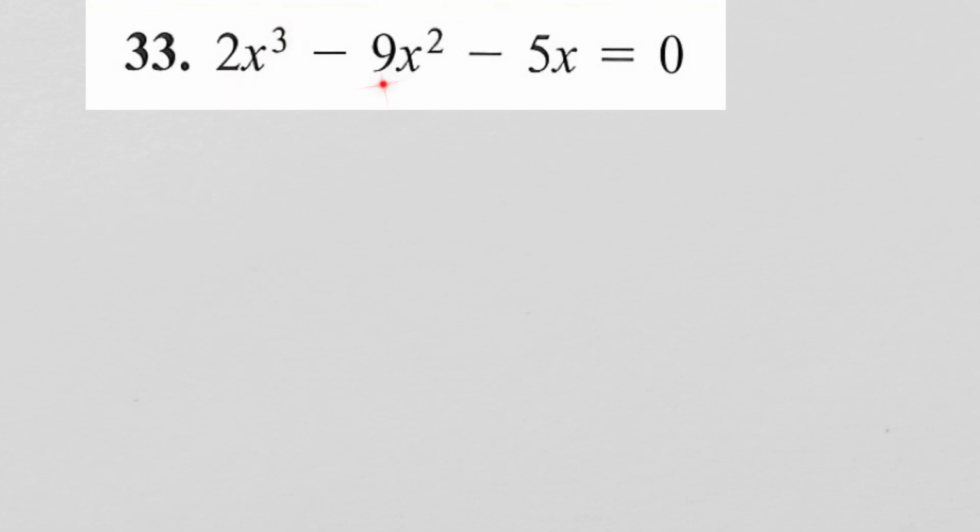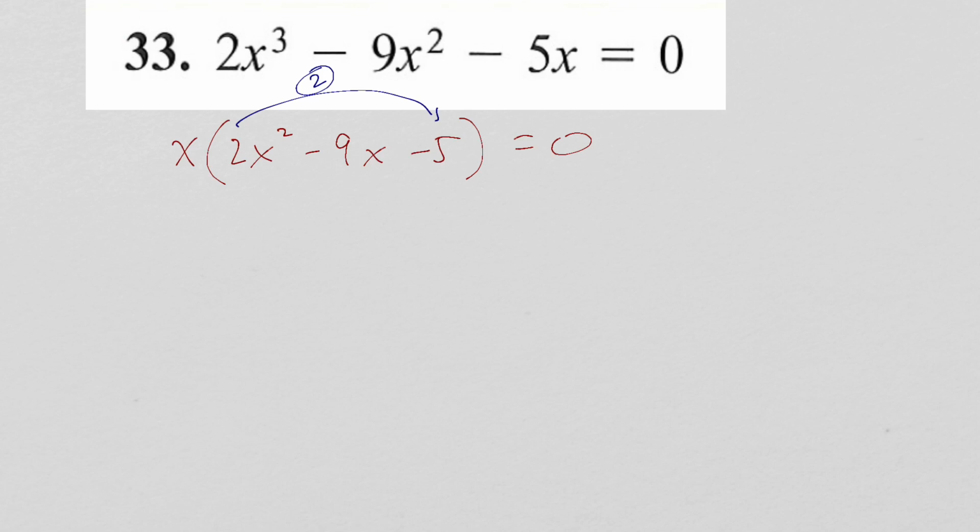Okay, these are all divisible by x, so that'll be my first step. I'm going to divide out my GCF. So I'm going to be left with 2x squared minus 9x minus 5. Now you can use slide, divide, slide if you want. You don't have to, but if you use slide, divide, slide, you'd slide this over and you get negative 10. Factors of negative 10 that give us this negative 9 are negative 10 and positive 1. That's the slide part.